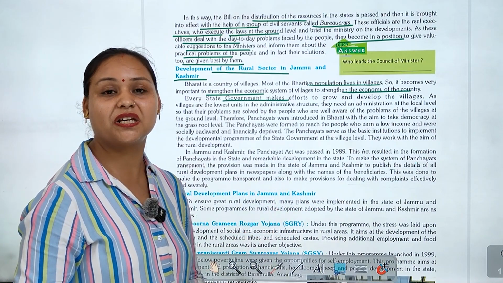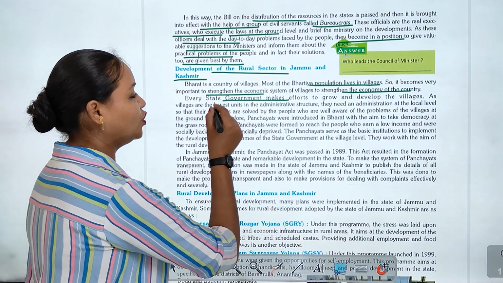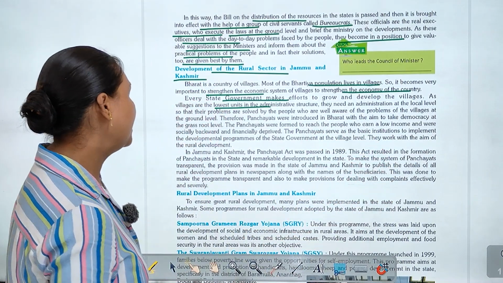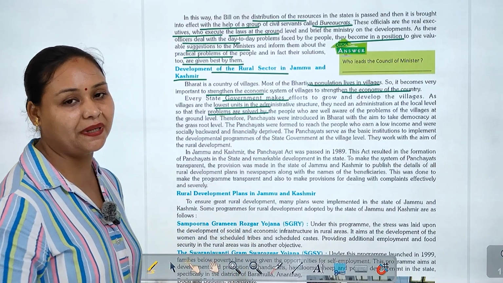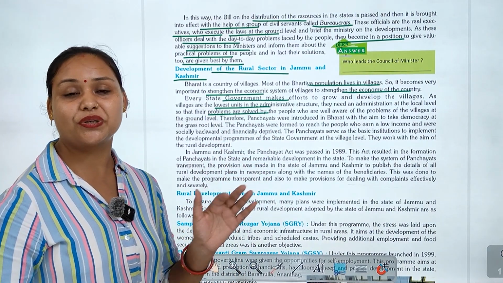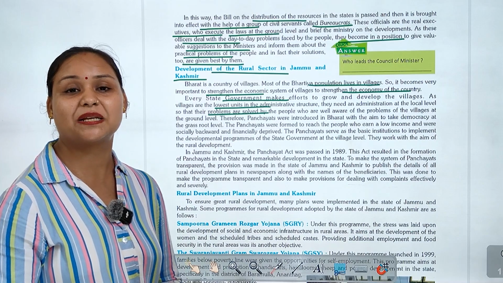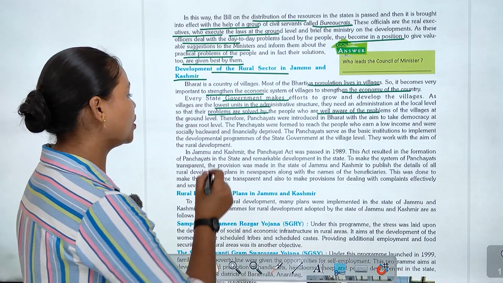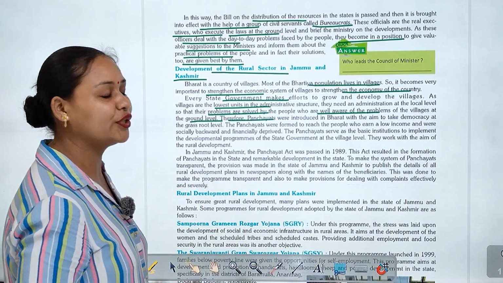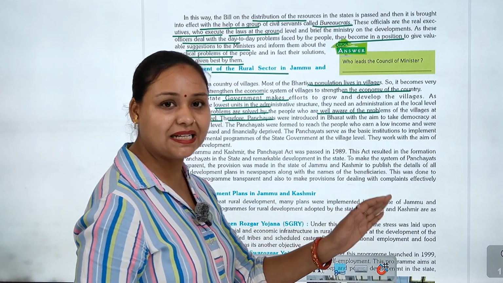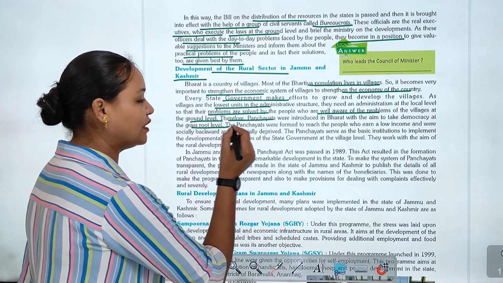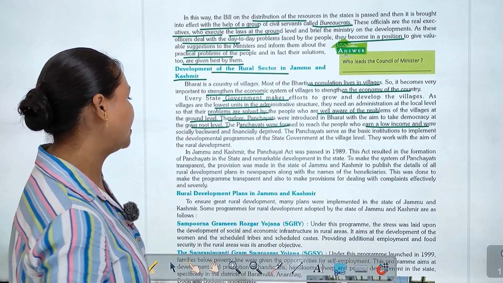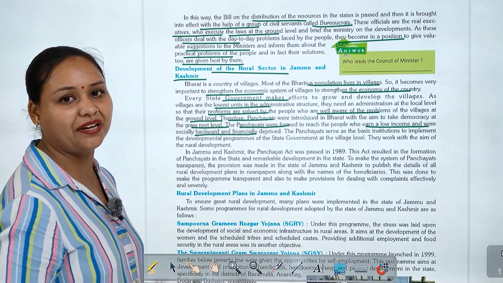सबसे महत्वपूर्ण कार्य है भारत में गांवों को विकसित करना. As villages are the lowest unit in the administrative structure, they need an administration at local level so that their problems are solved by the people. यदि लोअर लेवल पर लोगों को नीड होगी तो हमें क्या करना चाहिए, उसको इम्प्रूव करना चाहिए, उनकी सारी प्रॉब्लम को सॉर्ट आउट करना चाहिए. एंड हु आर वेल अवेयर ऑफ द प्रॉब्लम्स ऑफ द विलेजेस एट द ग्राउंड लेवल पर. देयरफॉर पंचायत्स वर इंट्रोड्यूस्ड in Bharat with the aim to take democracy to the grassroot level. The panchayats were formed to reach the people who earn a low income and were socially backward and financially deprived.